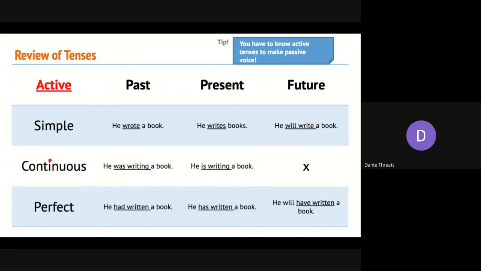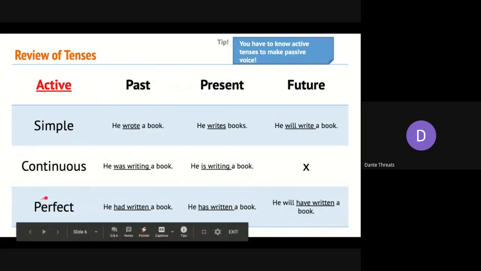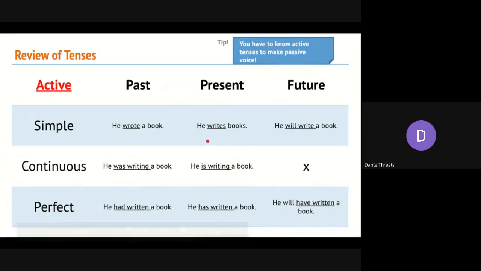Here, continuous. He was writing a book. He is writing a book. And there is no future continuous. And the perfect tense, he had written a book. He has written a book. He will have written a book. All right. You all know these, yes? So we won't spend too much time reviewing them.